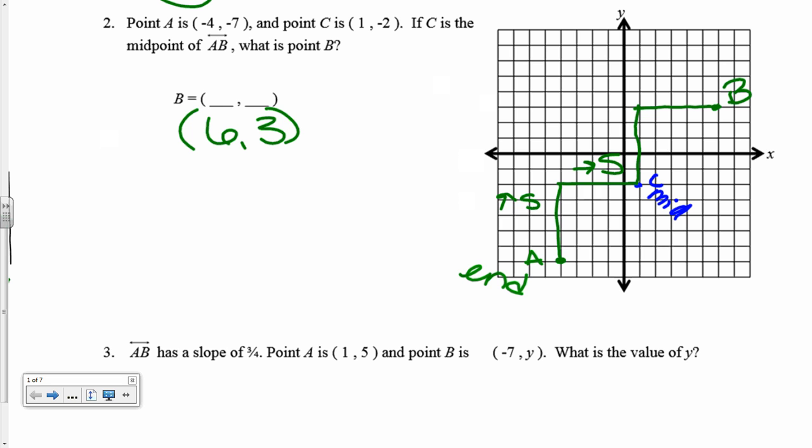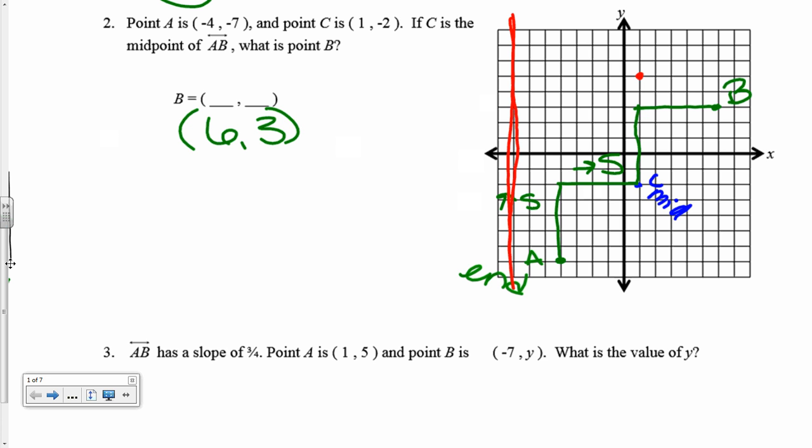Number 3, I'm going to use this graph for. It says AB has a slope of 3/4. Point A is 1, 5. There's that point. And point B is negative 7, y. What I always do is highlight the line, the y value or x value that I'm looking for, which is negative 7. Then I know to get from point to point, I use my slope of 3/4.